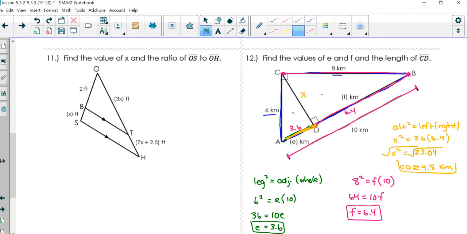And notice this is a segment, so it's got units with it. F and E were just variables, no units with variables.